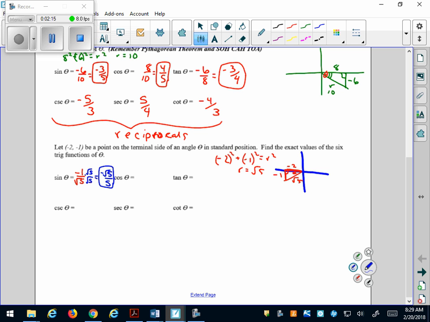Okay, so cosine is adjacent over hypotenuse. You're going to do -2 over radical 5. And when you rationalize the denominator, that becomes -2 root 5 over 5. And then tangent is opposite over adjacent, which is -1 over -2, which is just a positive 1/2. That makes sense?